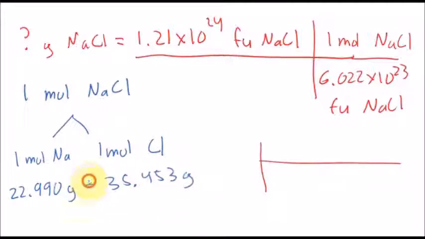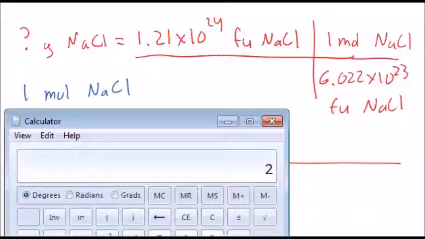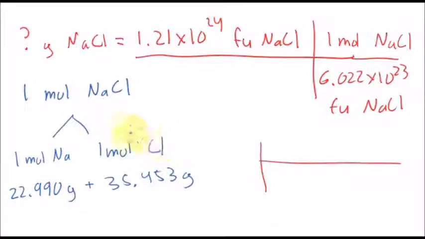Okay, and then we can go ahead and add these up. Let me use a calculator to do that. 22.990 plus 35.453. It's going to get 58.443. So 1 mole of sodium chloride has a mass of 58.443 grams. So we can use that as another conversion factor.